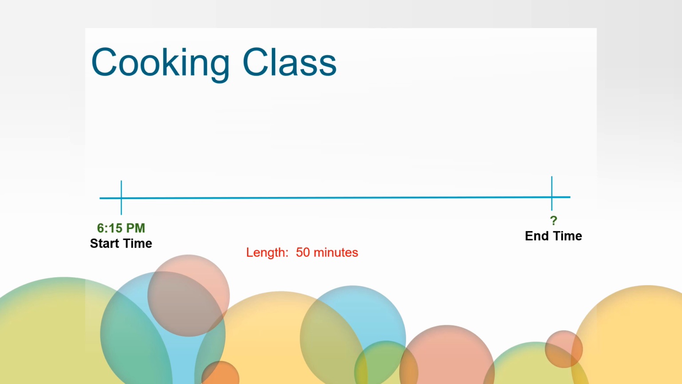There are many ways that this problem can be solved. Maybe the first thing you did was make a jump of 45 minutes to get to 7 p.m. Then, to reach the total length of 50 minutes, you would jump another 5 minutes to reach an end time of 7:05 p.m.